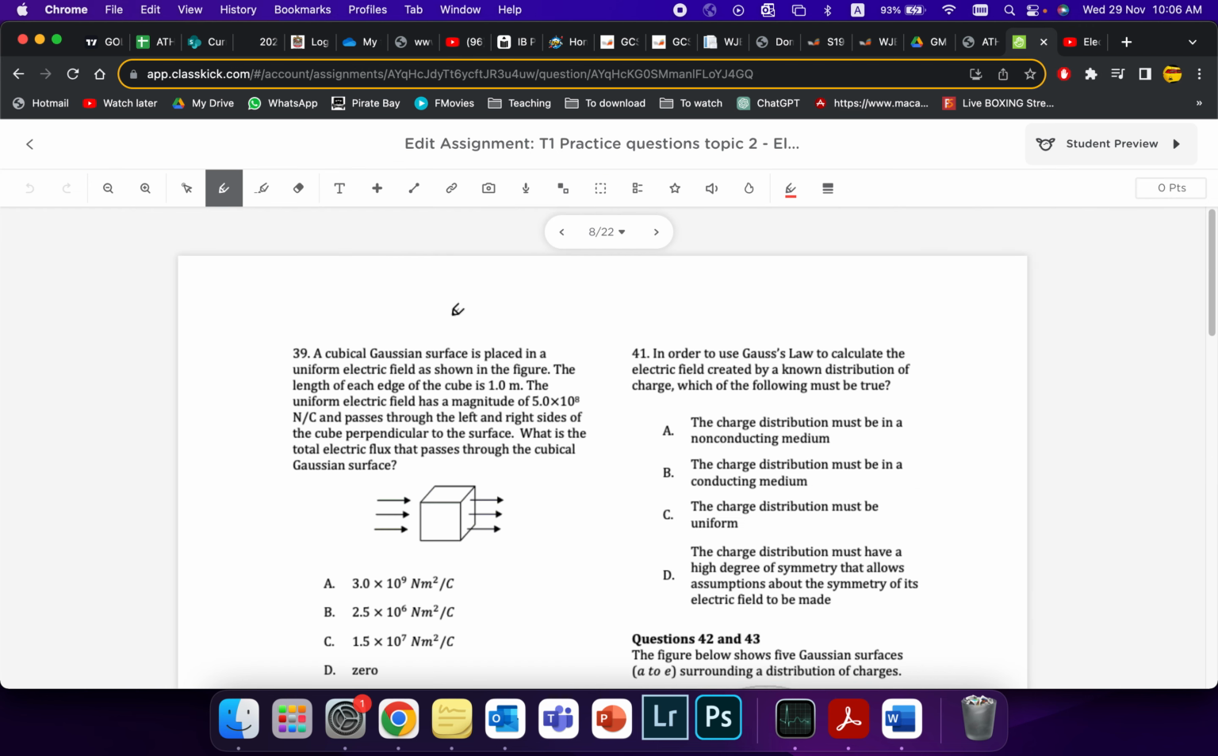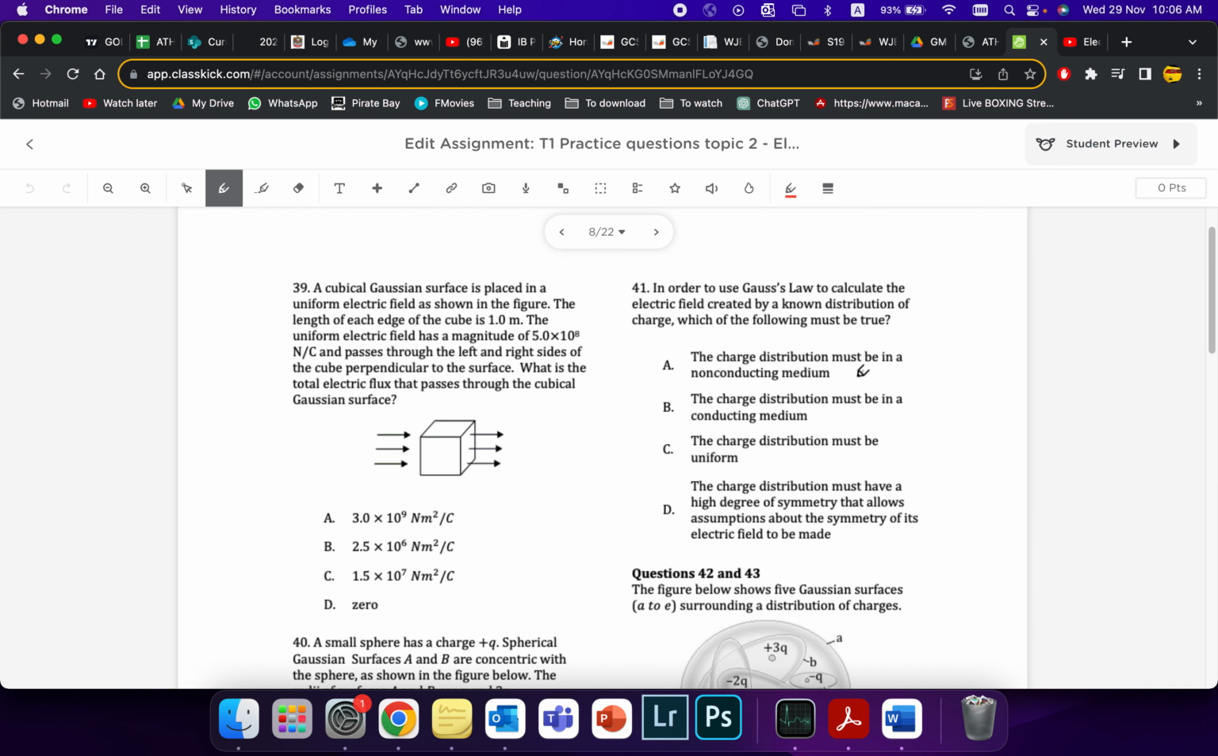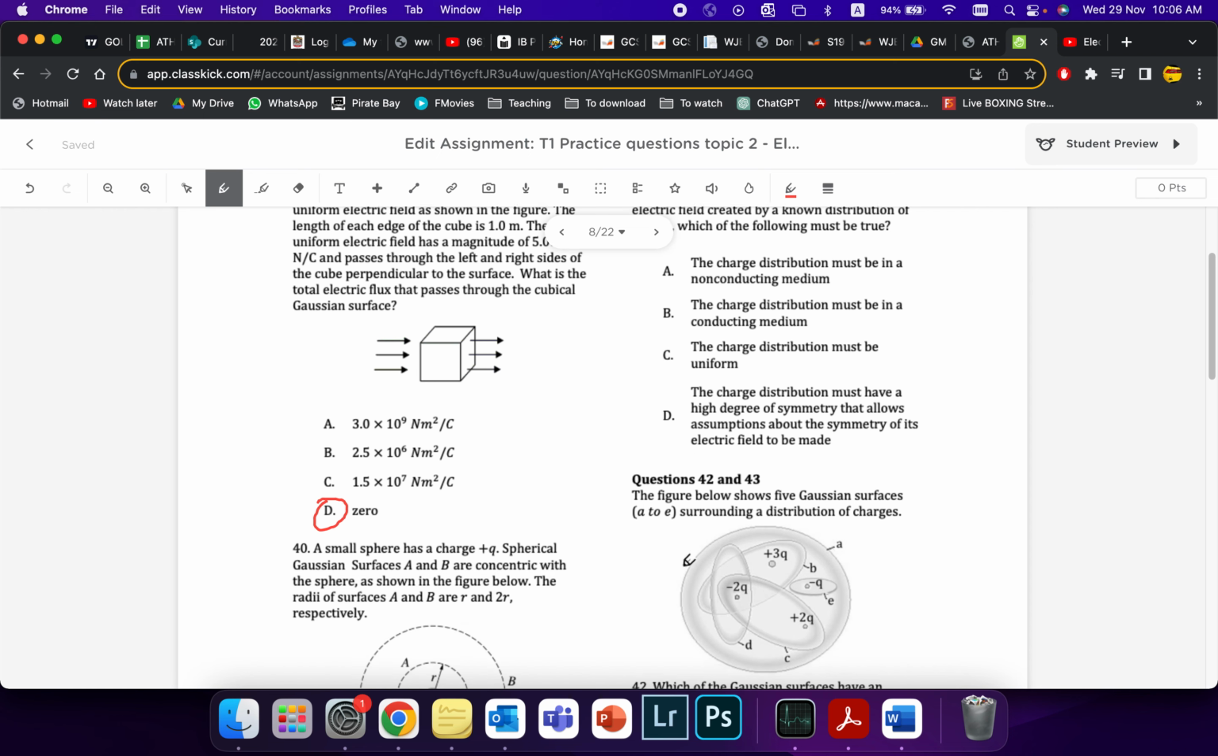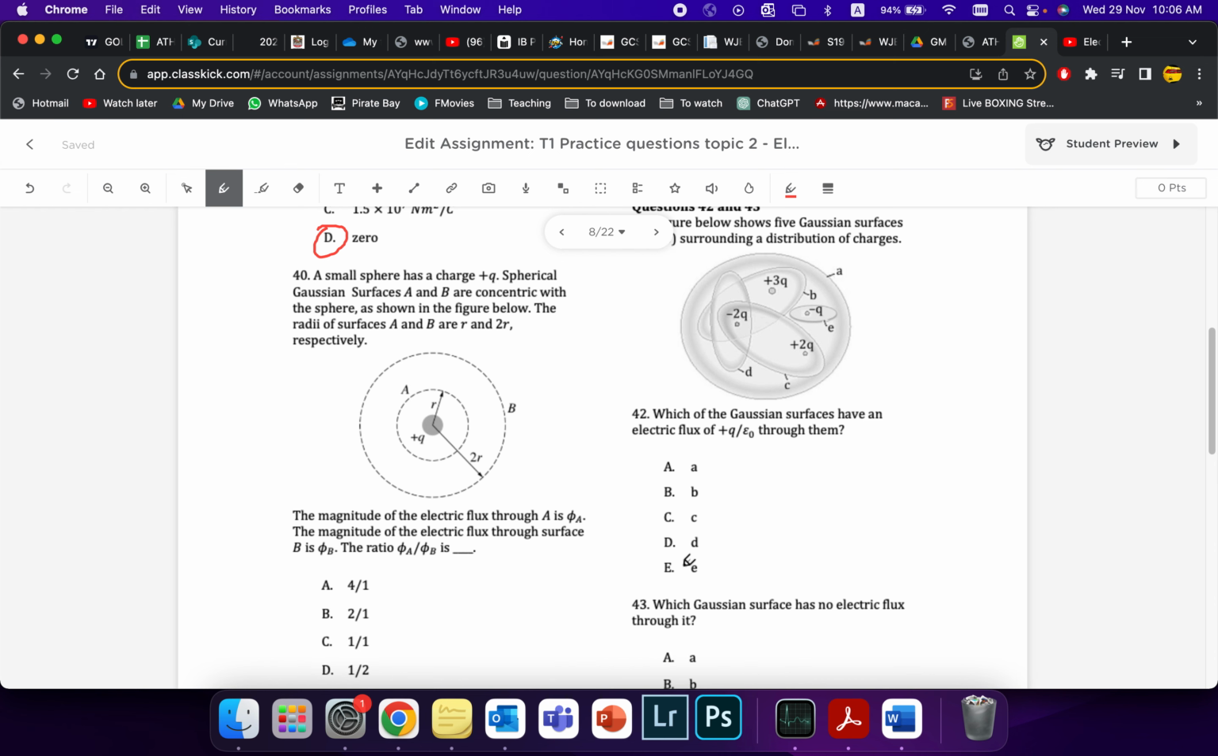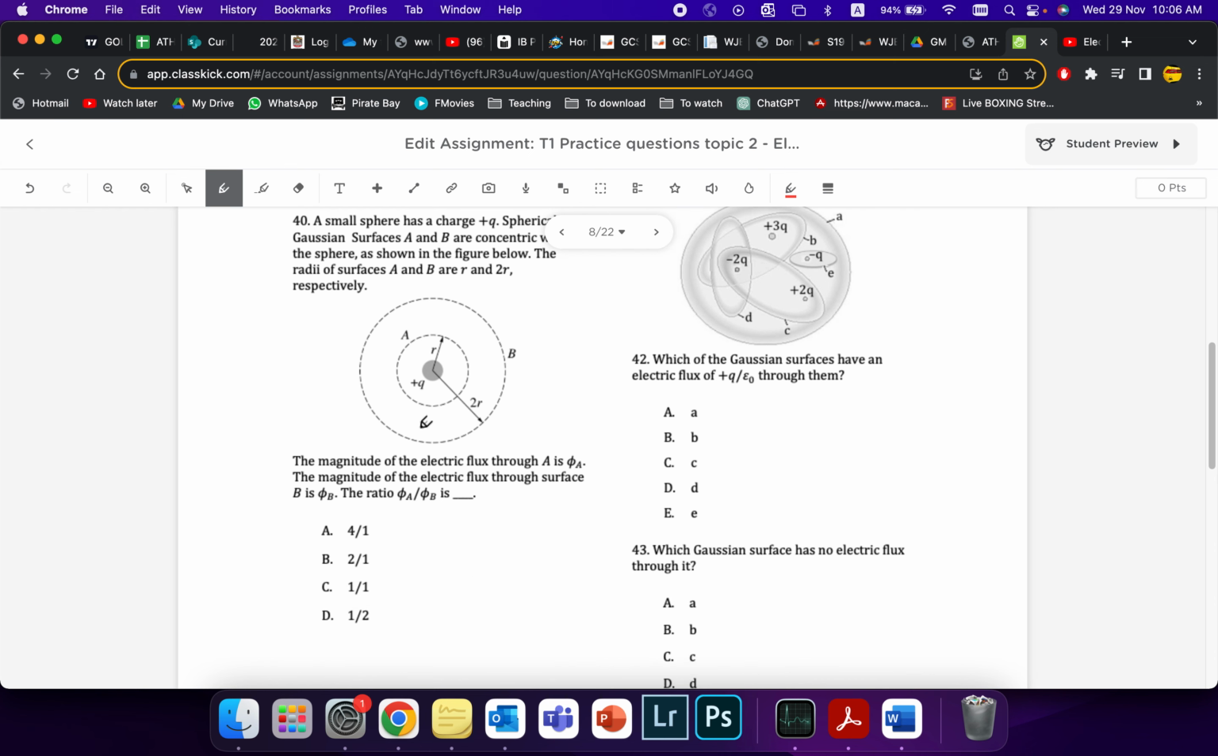Fine. Moving on, what do we have here? We have a cube, and look at that. We have the field outside passing through straight away. No need to do any calculations. This is going to be -1. This will be positive. This will just cancel each other out. There is nothing inside.